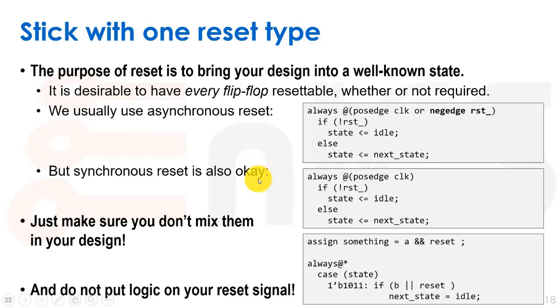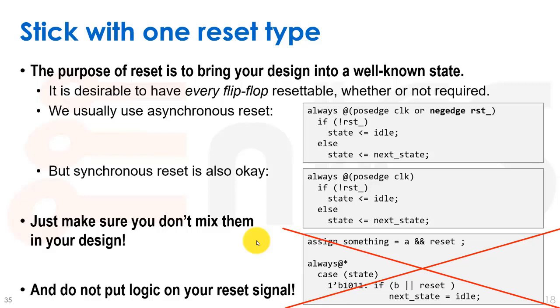Okay, another important thing that I've seen a lot of rookies make a mistake: do not put logic on your reset signal. Assign something equals a and reset, or always at blah blah blah, you have reset on the right hand side. No, reset, like clock, is a very special signal. It should have no logic running on it. Nothing should be done to it unless, again, our architect tells us we need to do some sort of special clock gating or reset gating or something like that. But these are very specific things that we know about very well, and they're in the architecture of our whole system.